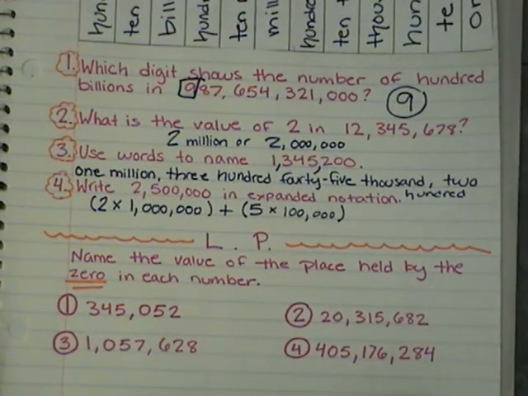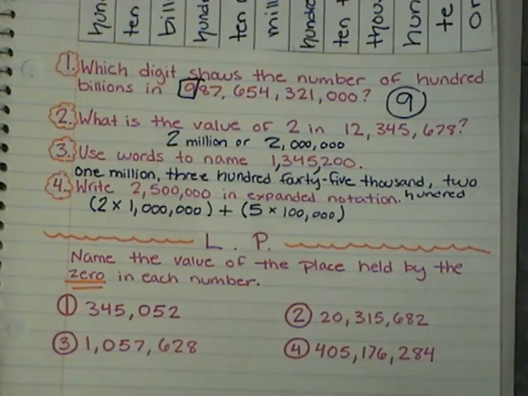It says, name the value of the place held by the 0 in each number. So go through each number, find the 0, and write down thousands, 10,000s, billions, hundreds. Tell me what is the value of the 0 in each of those numbers.